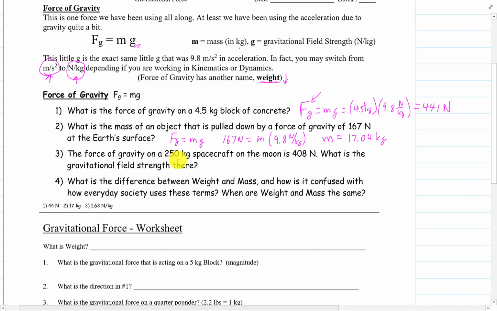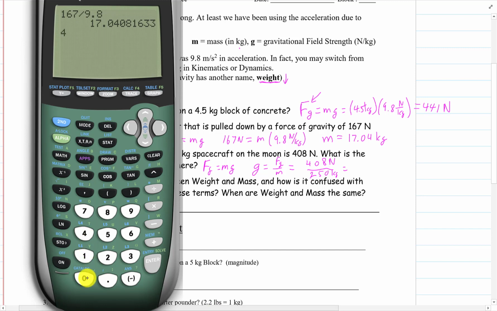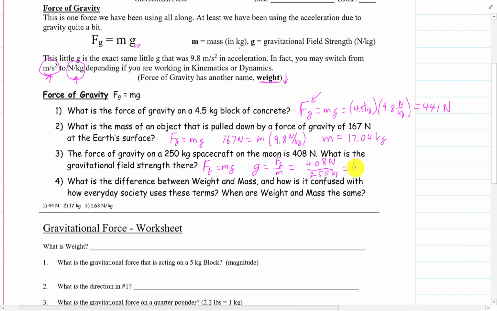Number 3, the force of gravity on a 215 kilogram spacecraft on the moon is 409 newtons. What's the gravitational field strength there? Force of gravity is equal to mg. This time I'm just going to rearrange it. g is going to be force of gravity over m. So that's going to be 408 newtons divided by mass, 250 kg, and we get 1.632 newtons per kilogram. So that's the gravitational field strength on the moon.